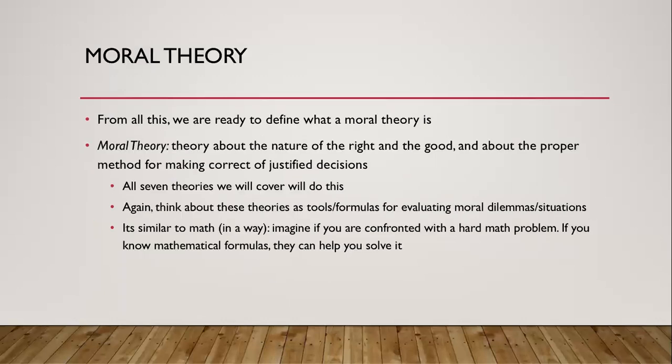Okay, so from all this, we can finally define what a moral theory is. This is the running definition. It's just a theory about the nature of the right and the good and about the proper method for making correct or justified decisions, where these decisions are of a moral concern, okay? So all 7 moral theories we will cover are going to do this.